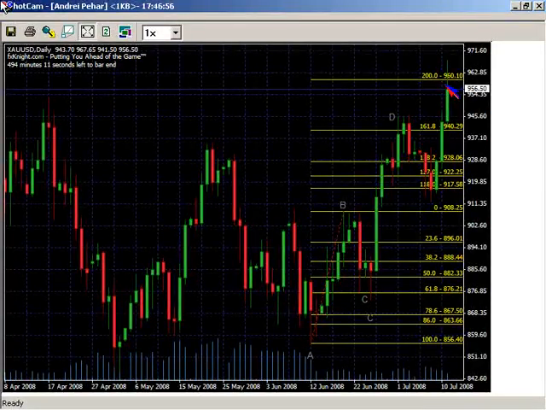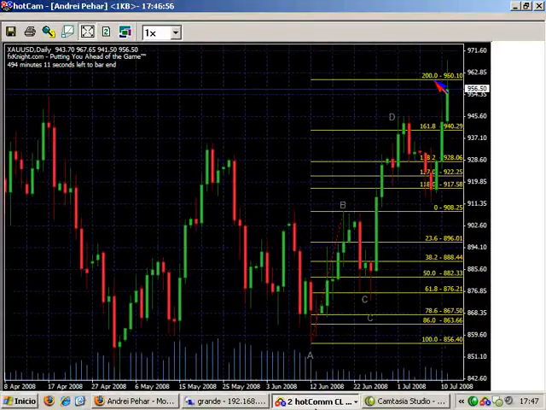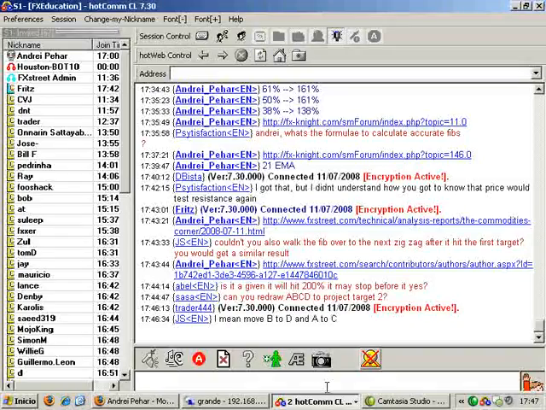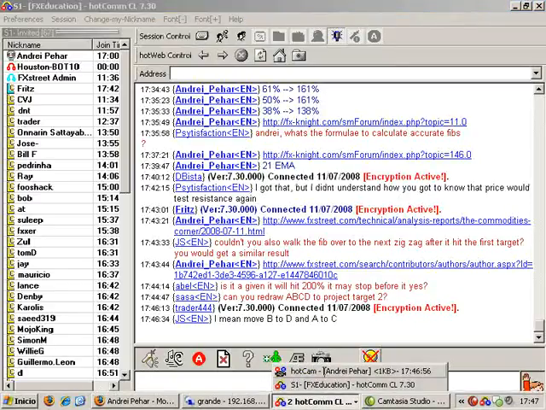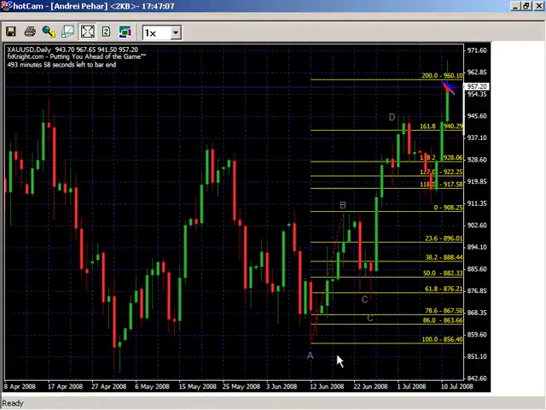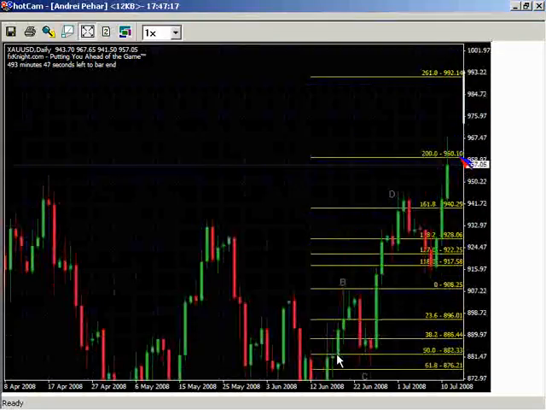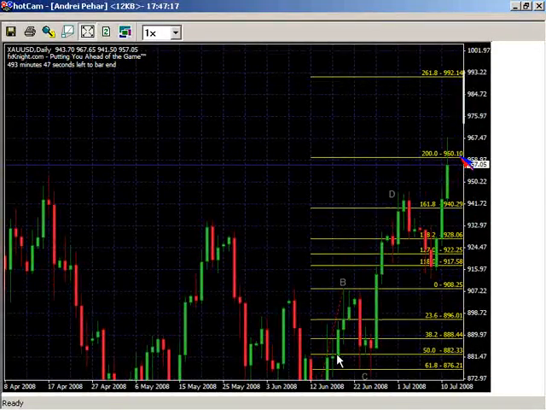I could potentially draw ABCD to project target 2, but as of right now, I don't need to. I have my target 2. Now I'm waiting to see if we will manage to stay above that, where we close the day, because keep in mind this is a daily candle. And if we can close the day above 960.10 and find support there, then maybe in the coming days next week we might hit 992.14, maybe.